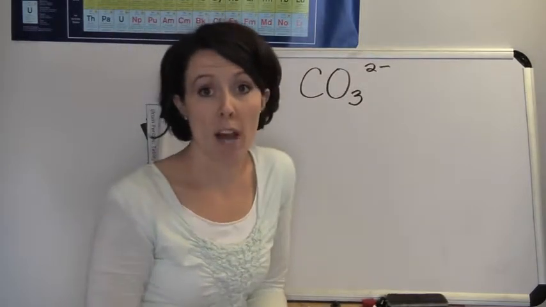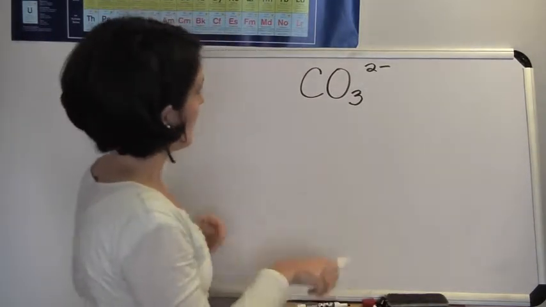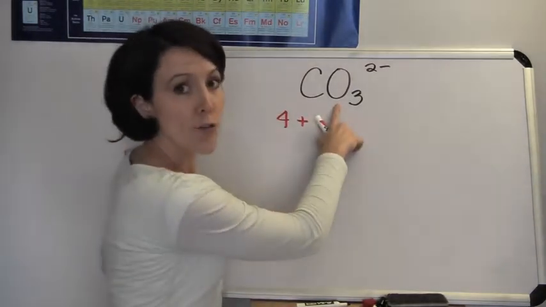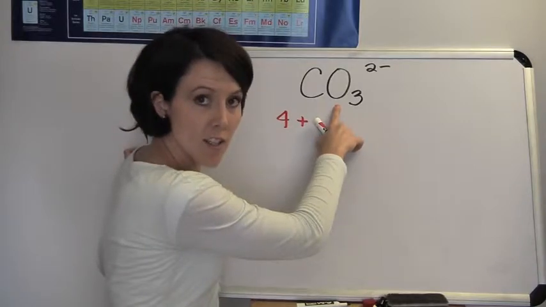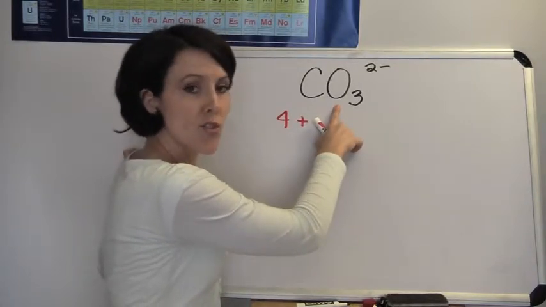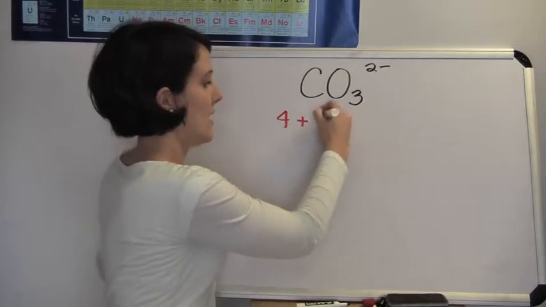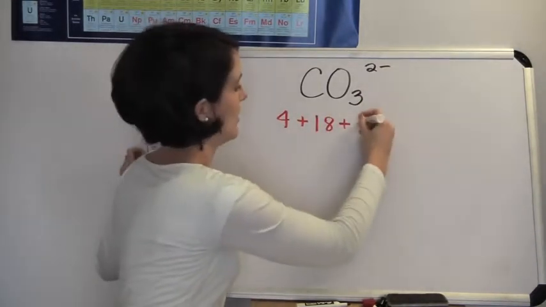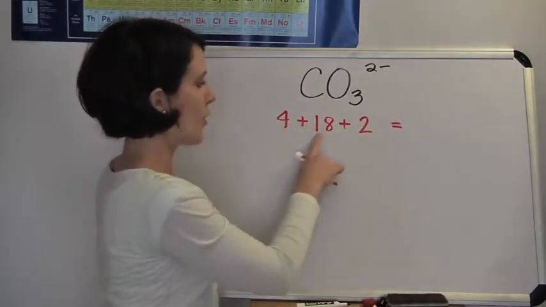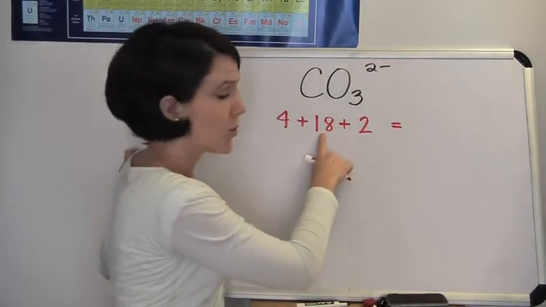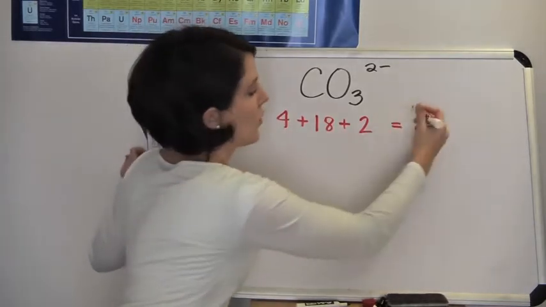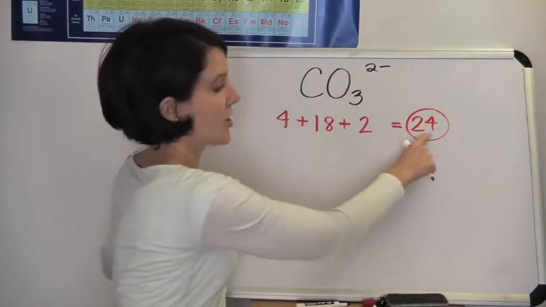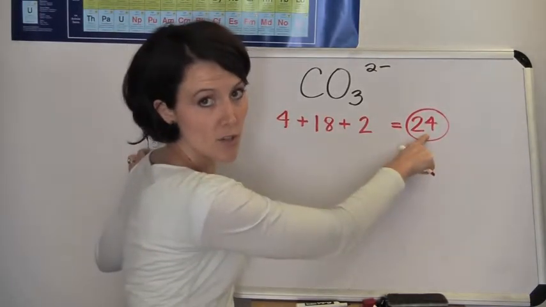So let's go ahead and start by counting up the valence electrons. Carbon has 4. There are 3 oxygens. Each oxygen has 6. So 6 times 3 is 18. Plus, I have 2 additional. 4 plus 18 is 22. Plus 2 additional is 24. I have 24 total electrons that I need to put in my Lewis dot structure.